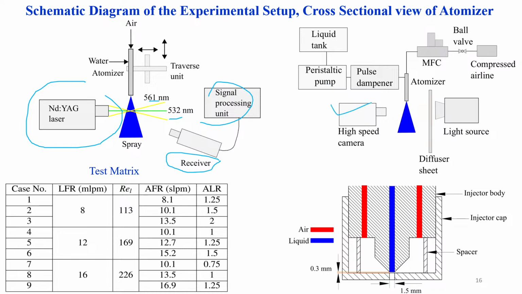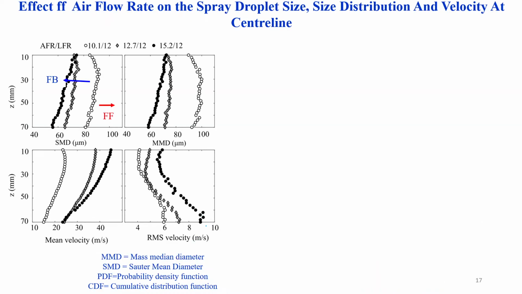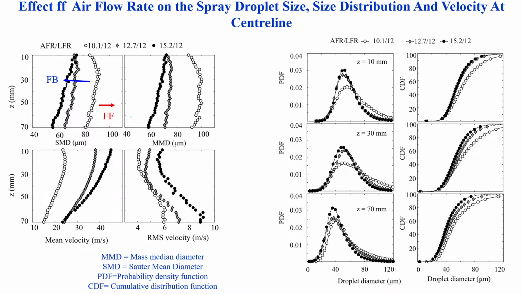So this is like already explained. This is the injector configuration. So I used a 1.5 mm injector and 0.3 mm gap in order to achieve efficient atomization. So for different operating parameters, liquid flow rate, Reynolds number, and AFR and ALR, air flow rate and ALR ratio for the three different liquid flow rates. So these are the important plots.